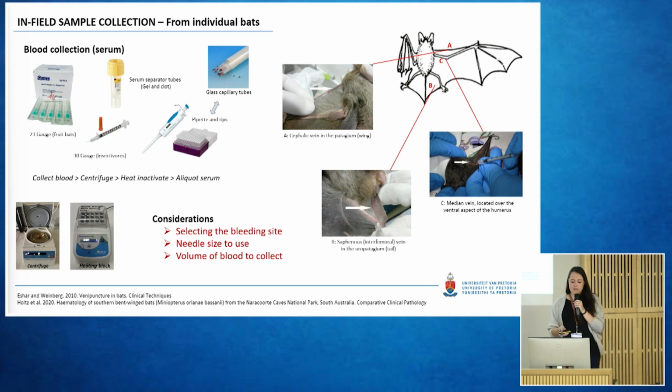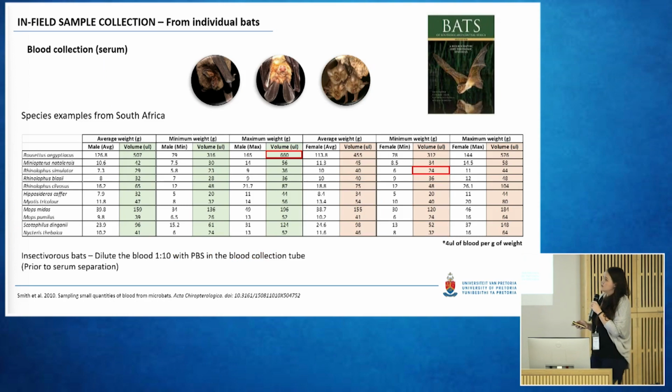Then another consideration would be the volume of the blood that you collect. So all of you received a nice book as part of the workshop package. And in there you will see that there's a little table for each of the species indicating the average weight, the minimum weight, and the maximum weight of males and females. There was a study in 2010 by Smith et al. where they looked at the collection of small volumes of blood from insectivorous bats.